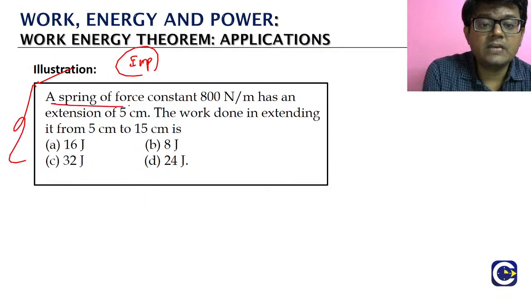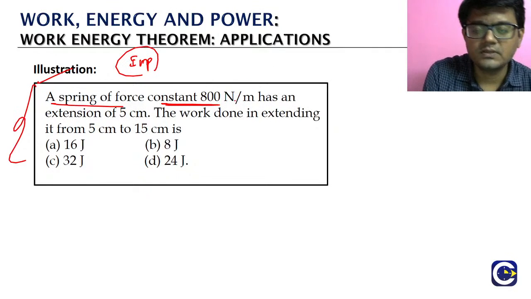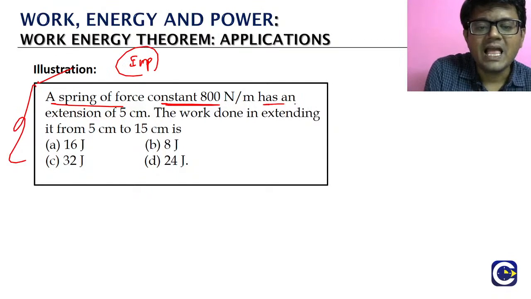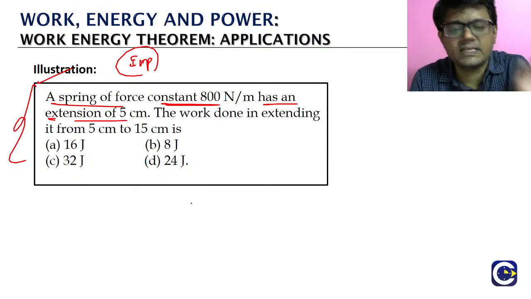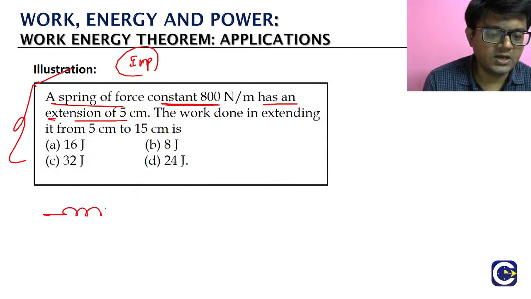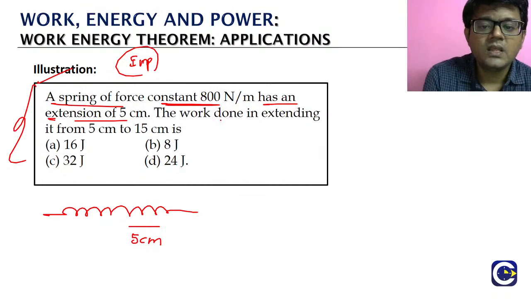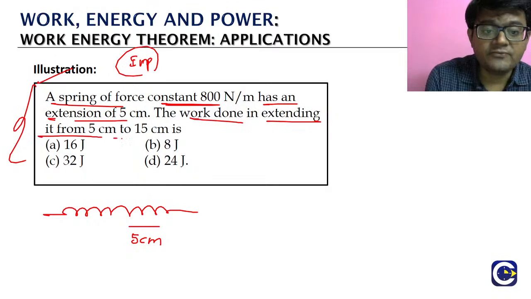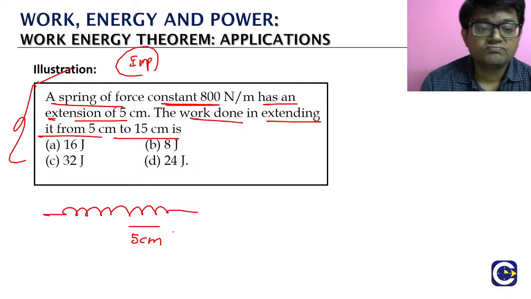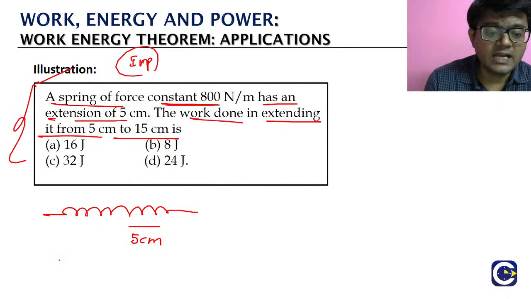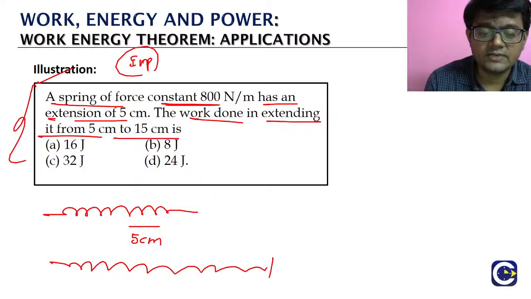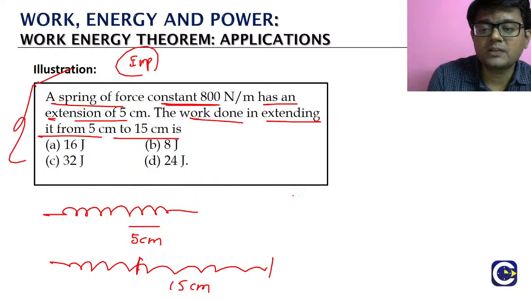பாருங்க, a spring force constant 800 Newton per meter. So அதோட spring constant எவ்வளவு? 800 Newton per meter. Has an extension of 5 cm. Already அதுக்குள்ள extension இருக்கா? The spring already extended. எவ்வளவு? 5 centimeter from the natural length la irundhu. Okay va? The work done in extending it from 5 centimeter la irundhu 15 centimeter. So already 5 centimeter extended. Angala enna pannanom? We should extend it so that finally what is the extension of the value? 15 centimeter. Eppadi approach pandrathu parunga.